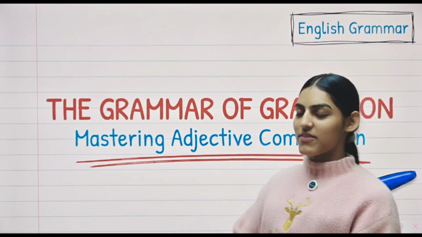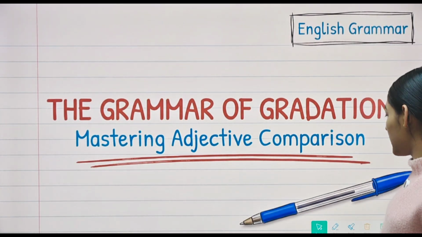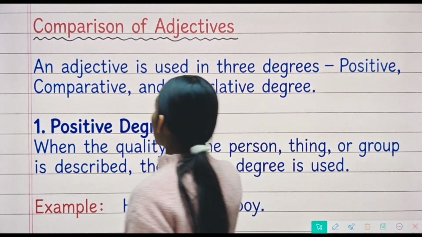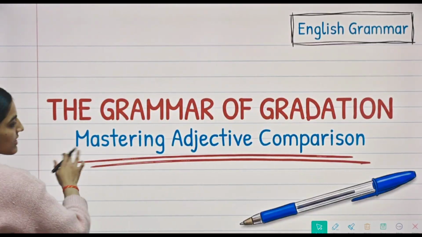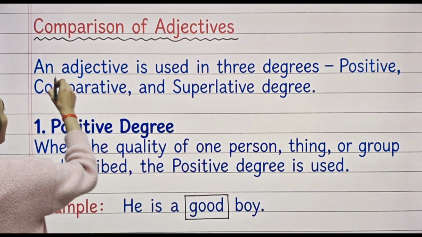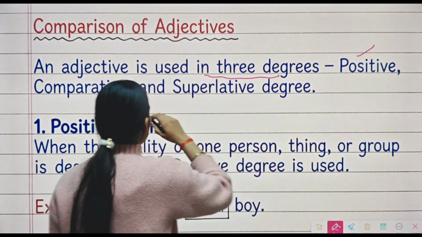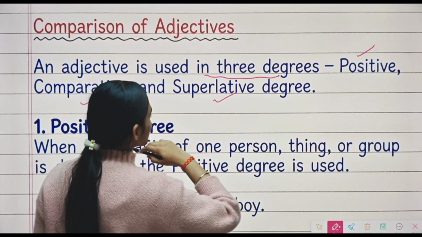On this channel, we are doing practices for competitive exams in which I'm going to cover English grammar at the very first. And today we are doing rules for adjectives. So let's see. The first one is comparison of adjectives. An adjective is used in 3 degrees. The first one is positive, the second is comparative, and the third is superlative degree.